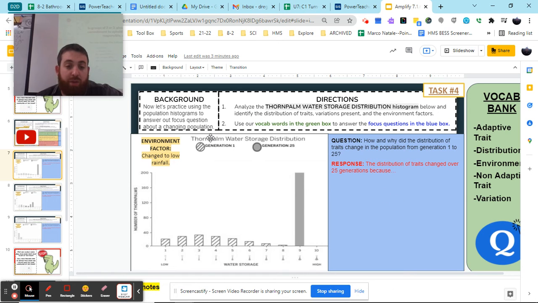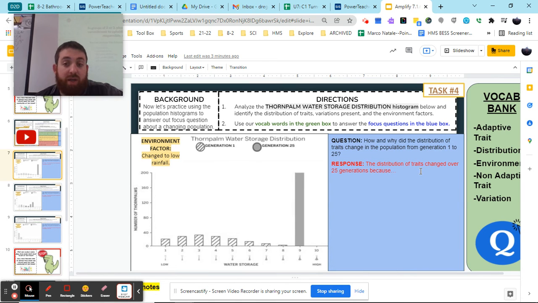So for this one, we're talking about thorn palms changing over 25 generations due to something to do with the environmental factor. So you should be pulling in exactly what you see happening. Tell me what you see in the histogram. Use the actual data here to talk about the variations, the distribution of those variations, and what's going on.